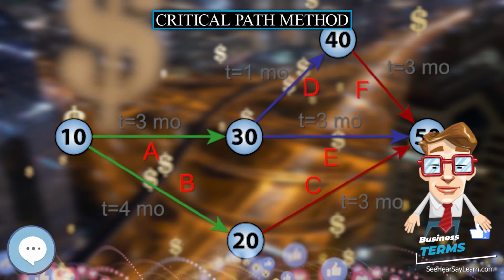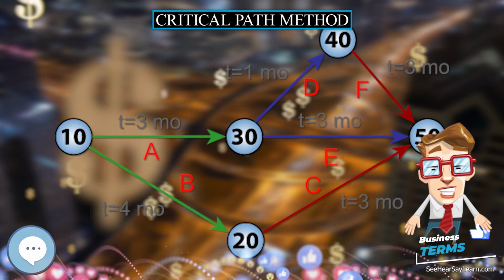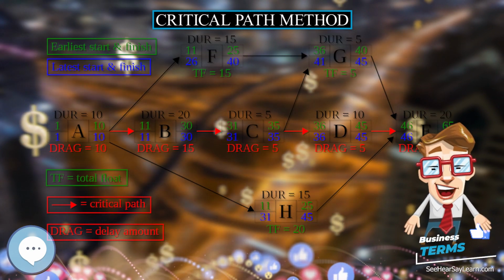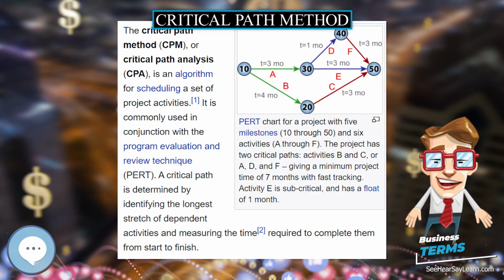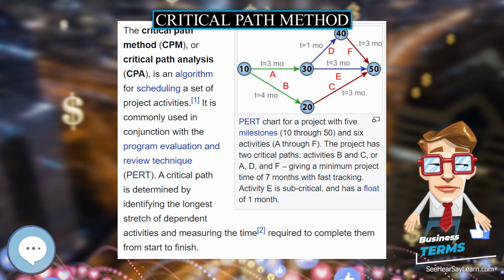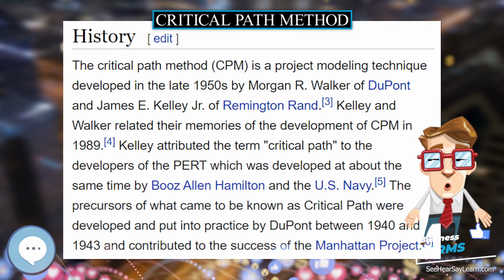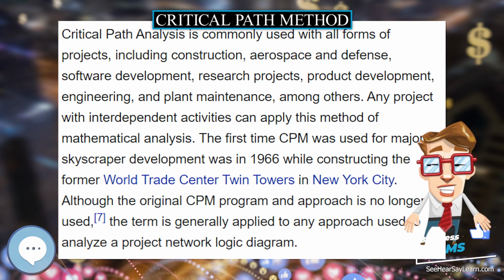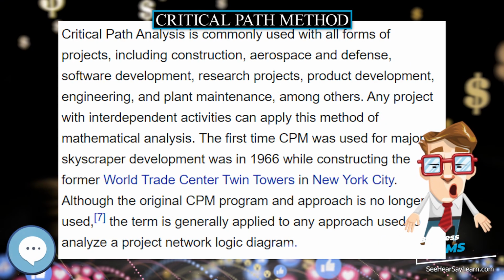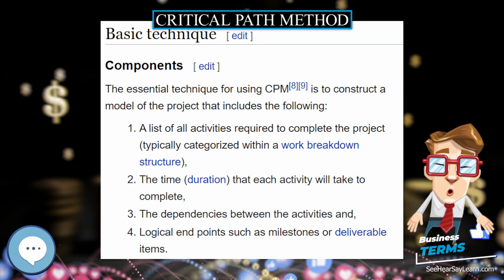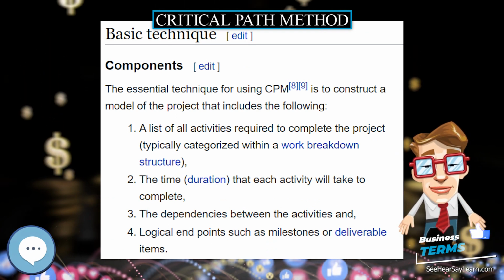Critical Path Method. The Critical Path Method, CPM, or Critical Path Analysis, CPA, is an algorithm for scheduling a set of project activities. It is commonly used in conjunction with the Program Evaluation and Review Technique, PERT. A critical path is determined by identifying the longest stretch of dependent activities and measuring the time required to complete them from start to finish.